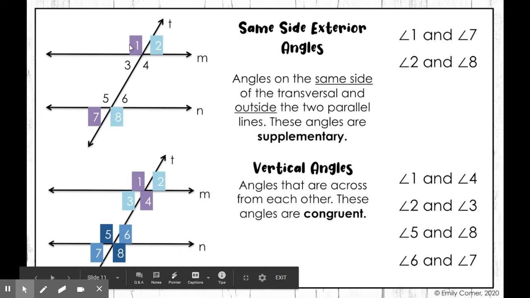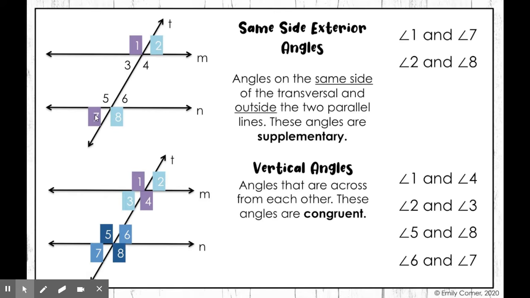Same side exterior angles are on the same side and on the outside of the pair of parallel lines. Can't be more clear than that. These angles are not congruent, however, they are supplementary. Adding both of these angles up should get you 180 degrees.